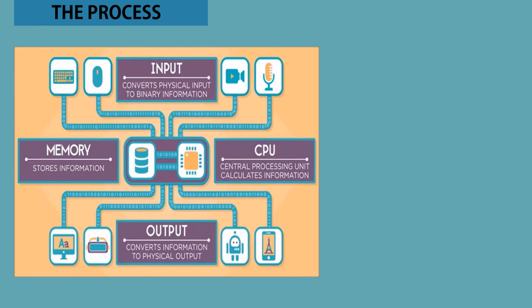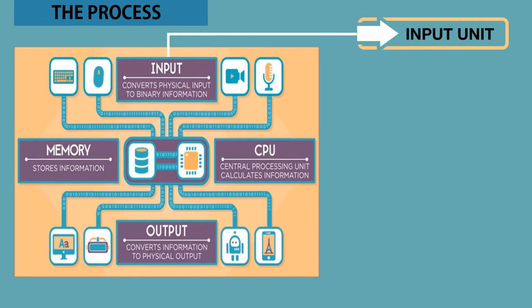So next we go to the process. The picture shows the process, how the communication flows from input to CPU to memory and is reflected as output. We're going to explain one by one. So first we have the input unit. What is the task of the input unit? In the process, it converts physical input to binary information.